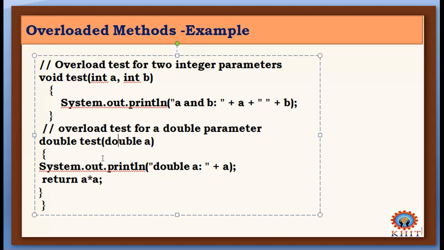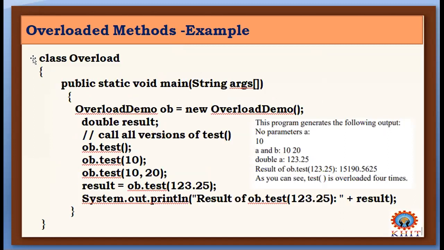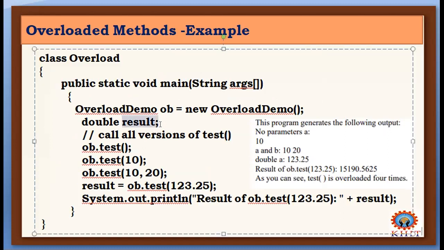ఇప్పుడు మెయిన్ మెథడ్ రాయాలి. Now we need to write a main method. So in the class OverloadDemo, public static void main(String args[]). I am creating an object: OverloadDemo ob = new OverloadDemo(). Then a double variable result అనేది ఉంటుంది. ఆ result అనే value ని తీసుకున్నాం. Now calling all the different methods here.